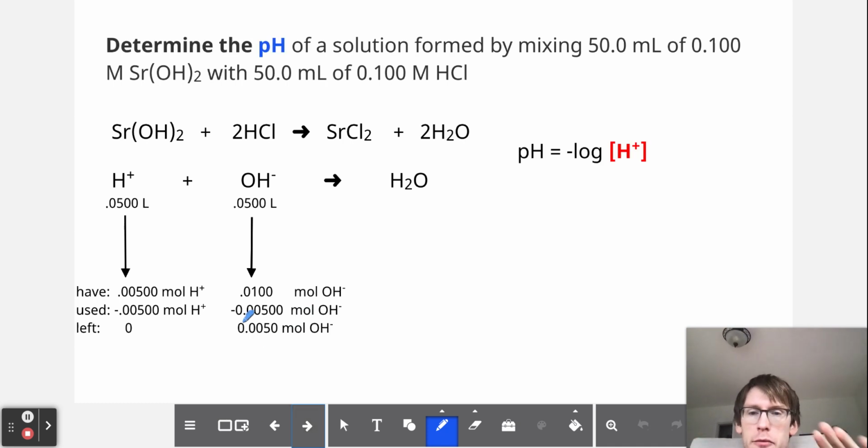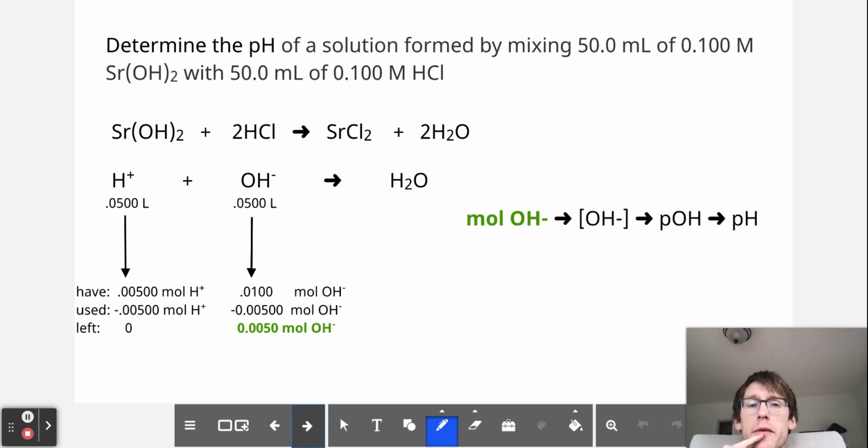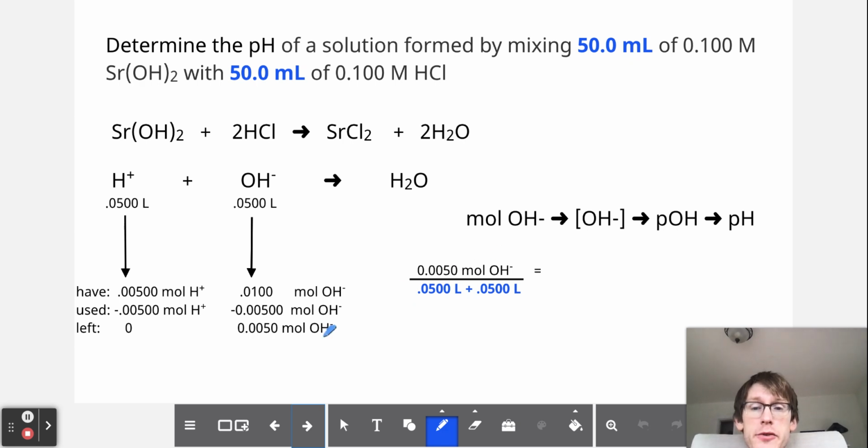So let's reevaluate where we're at. We're trying to determine the pH of a solution. We know that pH is the negative log of the concentration of H+. Right now, we have a mole quantity of OH- once the reaction is all done. If we get to the molarity of hydroxide, we can find the pOH, and then from the pOH, we can get to the pH. That's what we need to do. So let's take our moles of hydroxide that we just calculated. We're going to go to molarity by taking the moles and dividing by the volume.